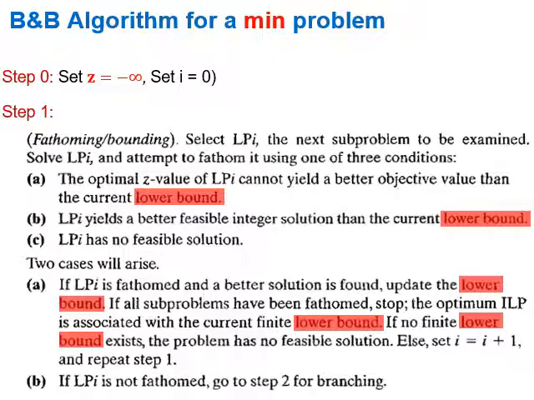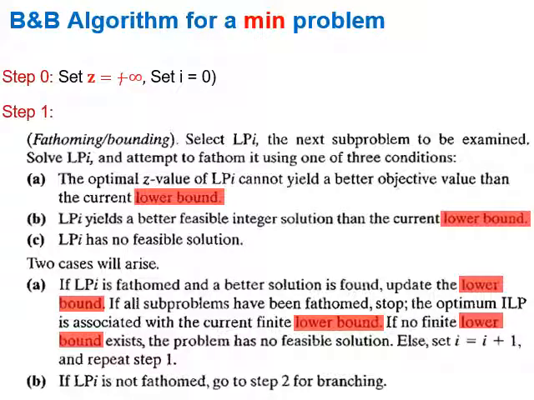Now let's consider the branch and bound algorithm for a minimization problem. Basically, the algorithm is exactly the same. Here, I just highlighted the parts of the algorithm that we need to change for a minimization problem. Remember, initially, for a maximization problem, we set our initial lower bound to minus infinity. This is for maximization. Now, for minimization, we need to make it opposite. So we need to set the initial solution to plus infinity.